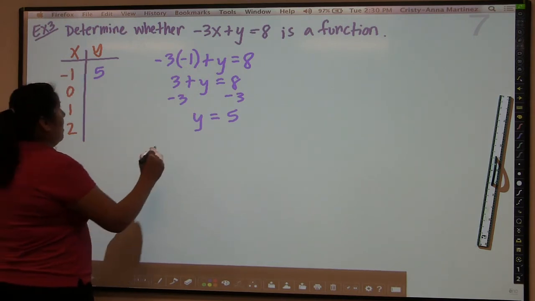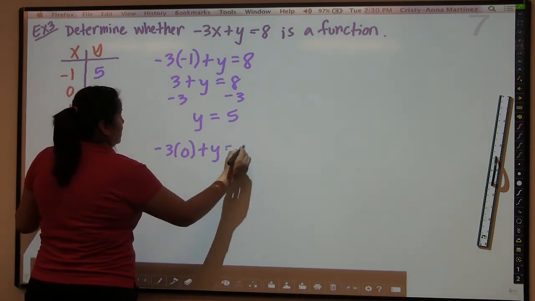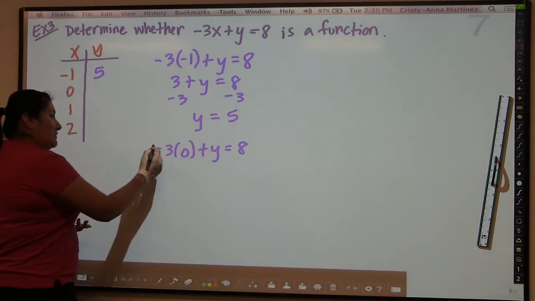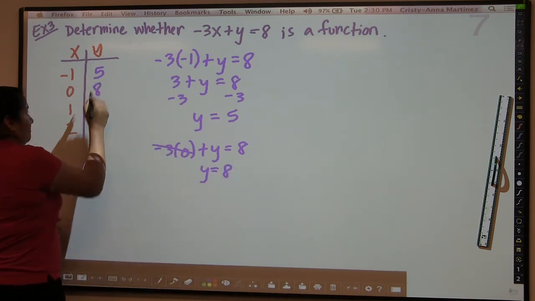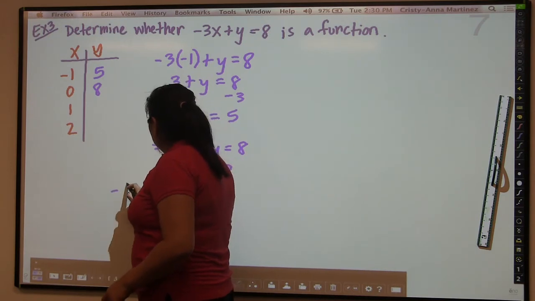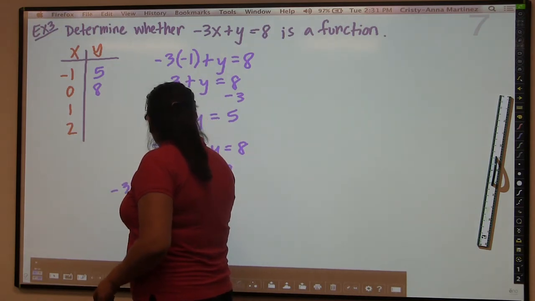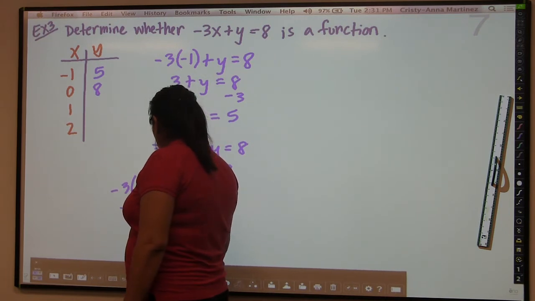So now I'm going to figure out what is negative 3 times 0 plus y equals 8. Well, negative 3 times 0 is 0. So y equals 8. So the 8 goes here. And then we're going to get negative 3 times 1 plus y equals 8. So that's negative 3 plus y equals 8.